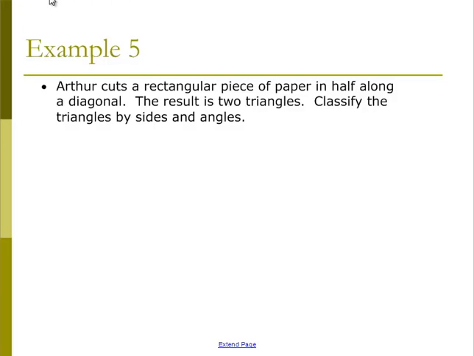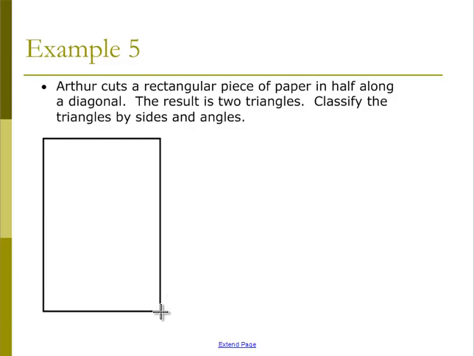And let's try this last one. So we have this student, Arthur, who cuts a rectangular piece of paper in half along the diagonal. So here's my rectangular piece of paper, and what I'm going to do is cut this along the diagonal to form two triangles. I need to classify the triangles. Well, because it's rectangular, I know this side is not the same as this side. So I'm going to call them A and B just because they're two different letters. Now, because this side is the hypotenuse of that triangle, it's a different one. So they're all different. Since they're all different, that means it's going to be scalene.